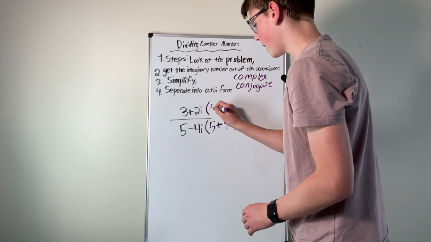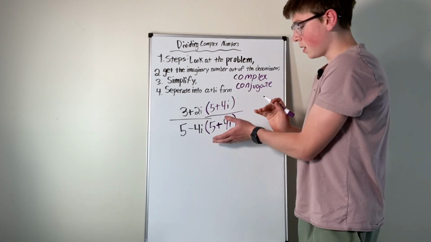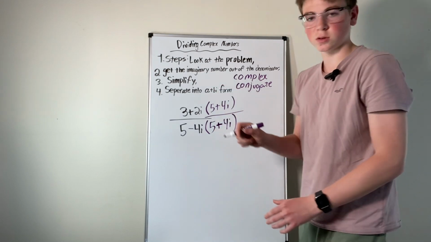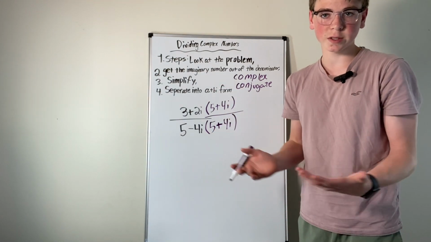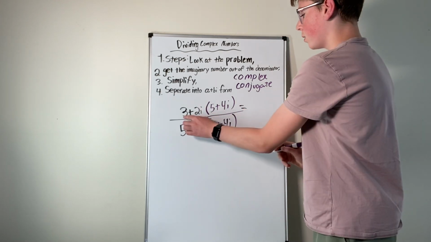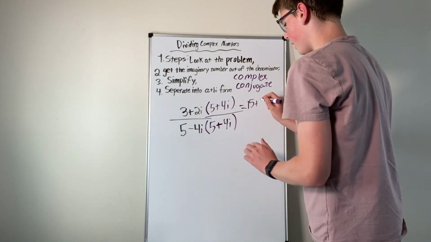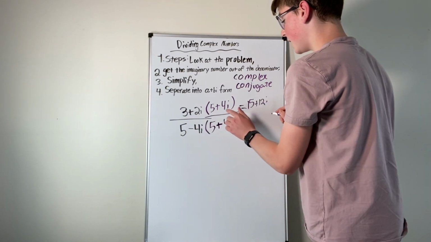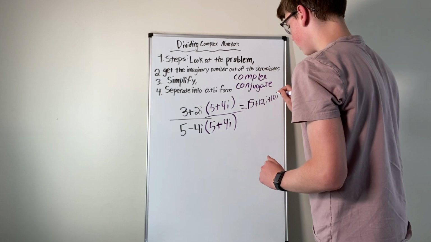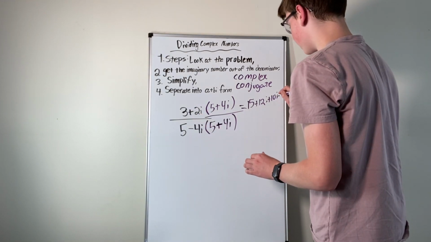And then we multiply both by it, because again, you could put that as a fraction, and if that cancels, it's just 1. So it doesn't change the equation. And the top would be 15 plus 12i plus 10i plus 8i squared.